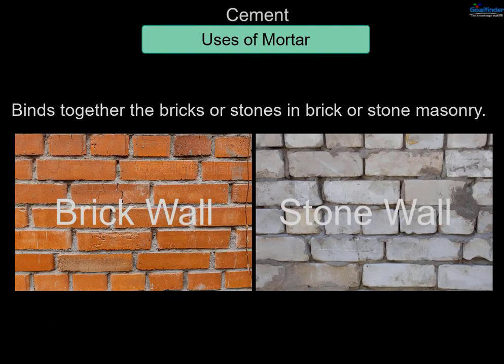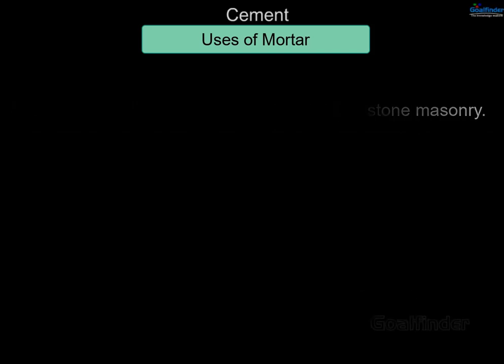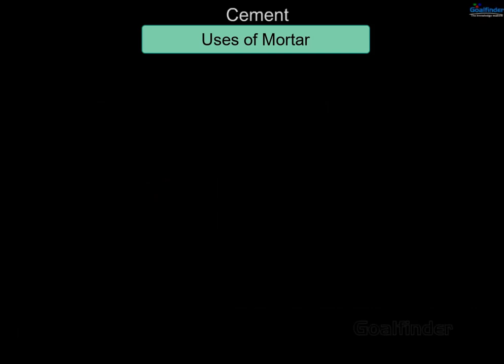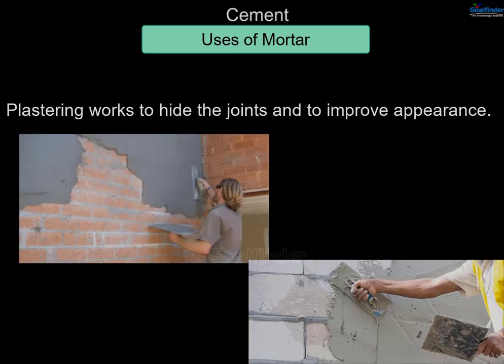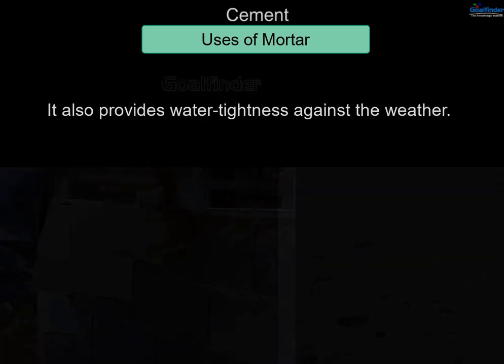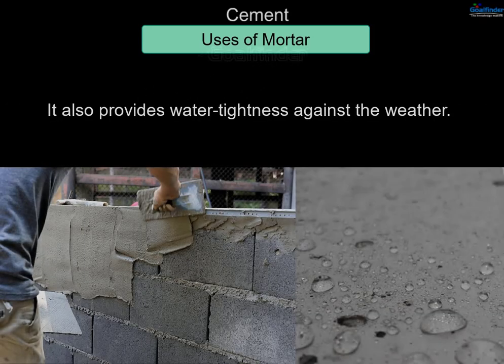Uses of mortar. Mortar binds together the bricks or stones in brick or stone masonry. Mortar fills cracks and spaces in wall and floor. Mortar is also used in plastering works to hide the joints and to improve the appearance. Mortar also provides water tightness against the weather.